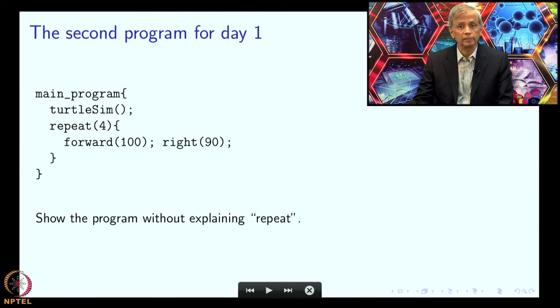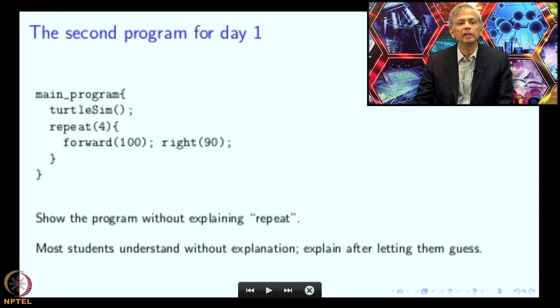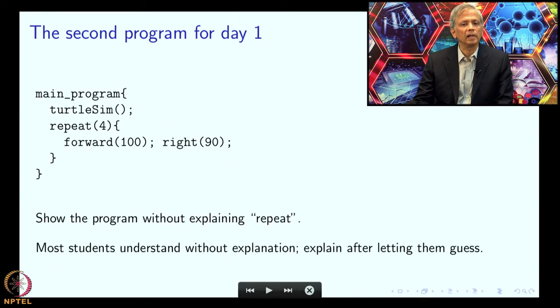without explaining what repeat means, and I ask them to guess. What do you think this could mean? Most students understand without explanation. After all, what else could it mean? It says repeat 4. It cannot mean repeat 15 times, or repeat has to have some meaning. So, it had better mean repeat whatever follows 4 times. So, students will guess that it means repeat the sequence of commands forward 100 right 90 4 times. So, this program will do pretty much the same thing as the last program, except that it is much more compact.